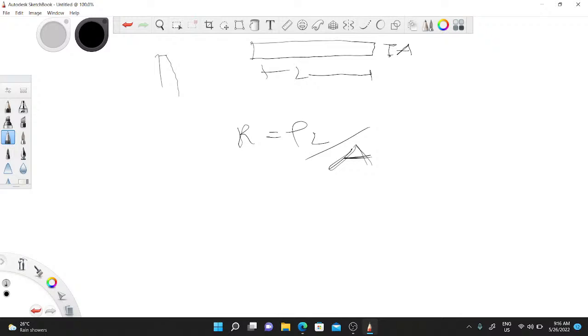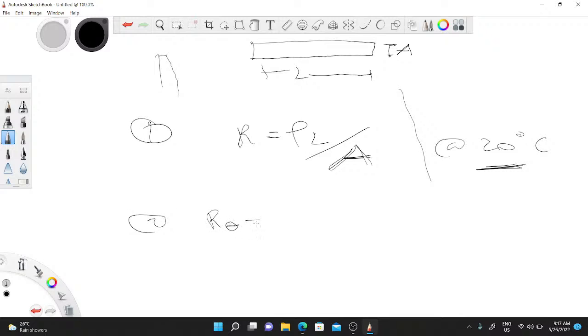Now, resistance depends on temperature. So for changing temperature, the resistance will not be constant. Although this is a resistance, it is a resistance at, let's say, room temperature. So this resistance value is taken to be the resistance at 20 degrees Celsius. So anytime you do this rho L over A, you are finding resistance at 20 degrees Celsius. If you are supposed to find the resistance at any other temperature, then you use the second equation.